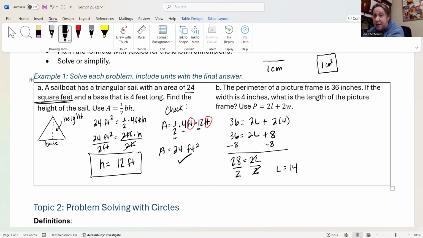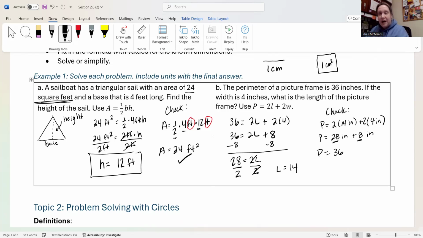Okay, so let's see if we can double check and make sure this really works. So we're going to check. We want to see what the perimeter equals. Well, we have 2 times the length, which is 14 inches, plus 2 times the width, which we know was 4 inches. So 2 times 14 is 28 inches. 2 times 4 is 8 inches. And now we have 28 plus 8, which is 36.